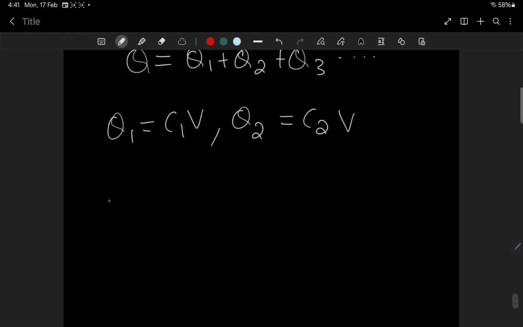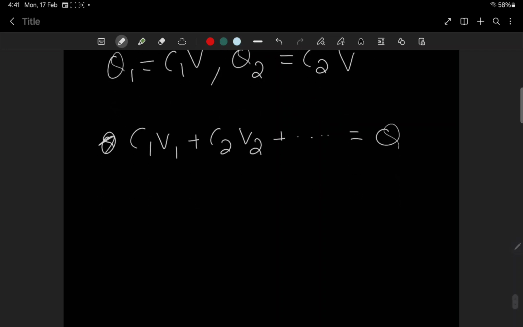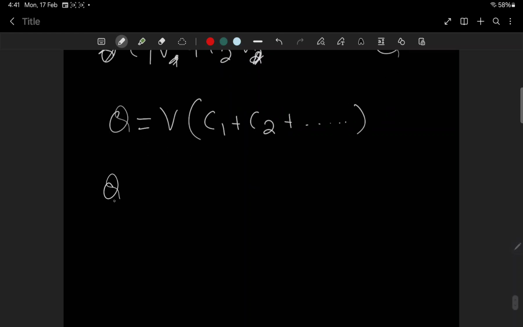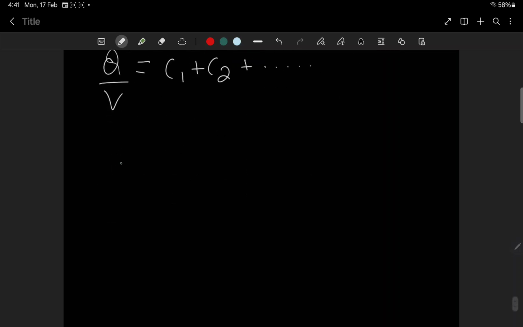Now what will I write? I will write C1 V plus C2 V, etc., is equal to what? Total Q. Now I am taking V commonly out: Q is equal to V times (C1 plus C2 plus etc.). Now I am taking V to the other side: Q by V is equal to C1 plus C2 plus etc. Simply, Q by V can be written as what? C effective is equal to C1 plus C2 plus C3.